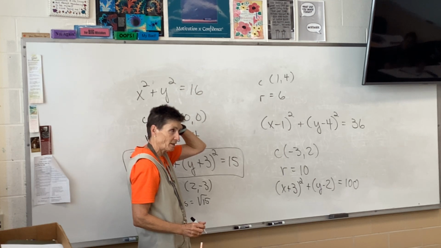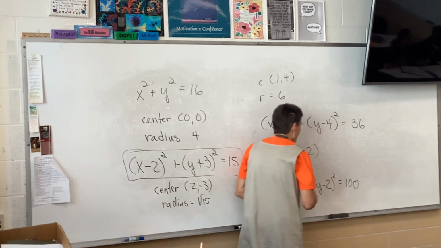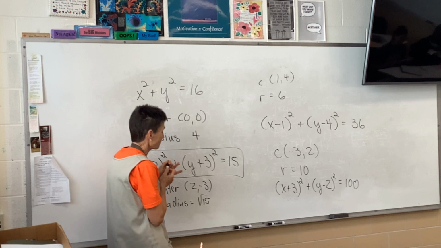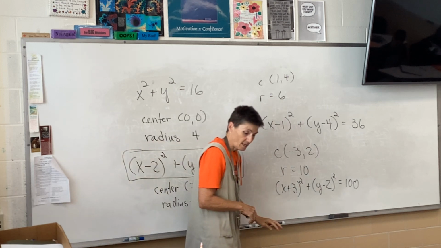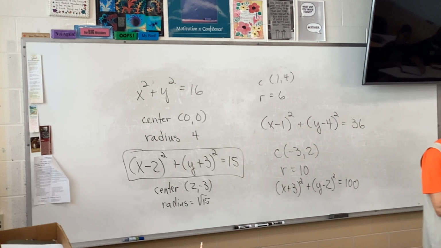Looks really good, but one little thing's missing. Oh, squared. You have to have a squared on both of them. Yeah, that's absolutely perfect. Okay, so we are going to start there next time.